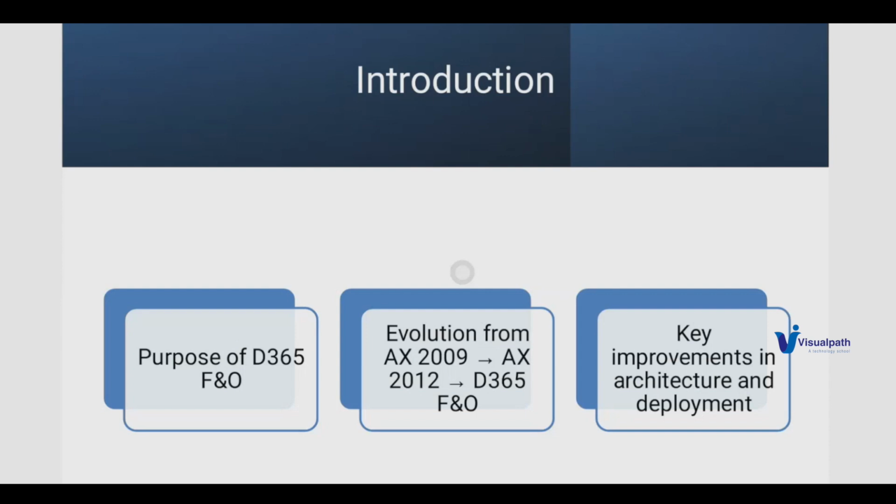Then we'll go through the evolution from AX 2009 and how it came to 2012, and then how it is going in D365 Finance and Operations. What were the differences in the prior versions and the one that we are currently using? Key improvements in architecture and deployment. So what was the architectural change on AX while it was improving from the previous one to the newer ones, right? All these things you'll see.